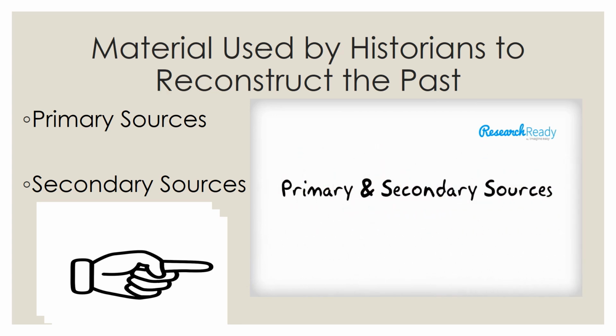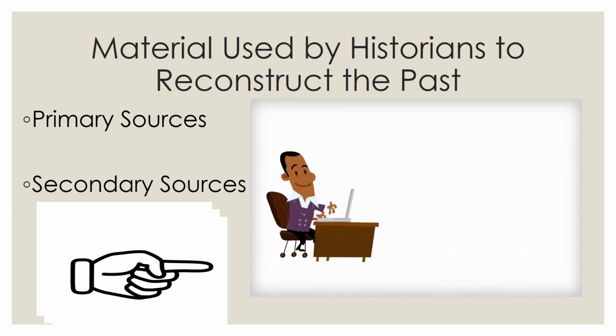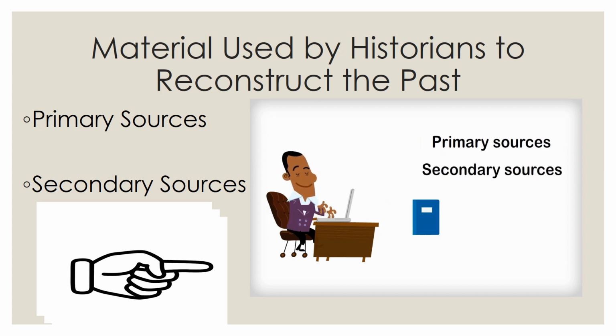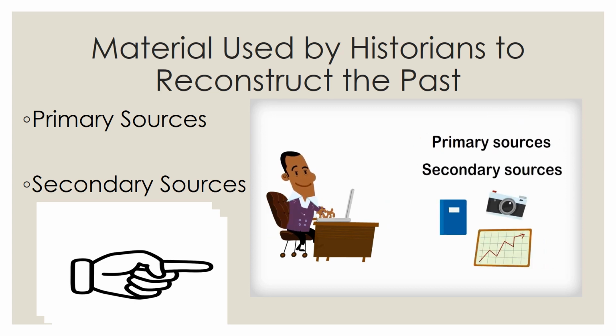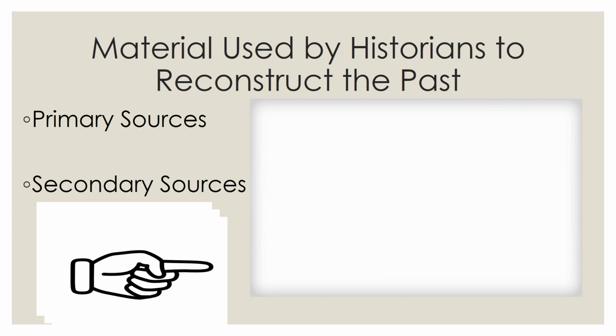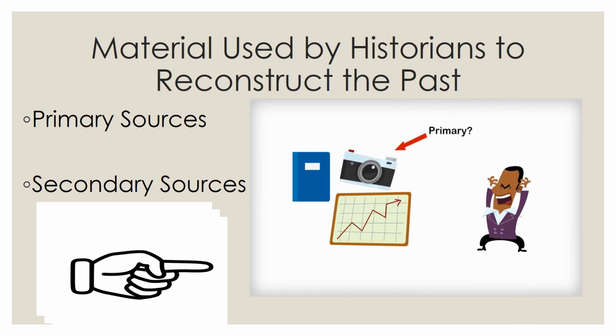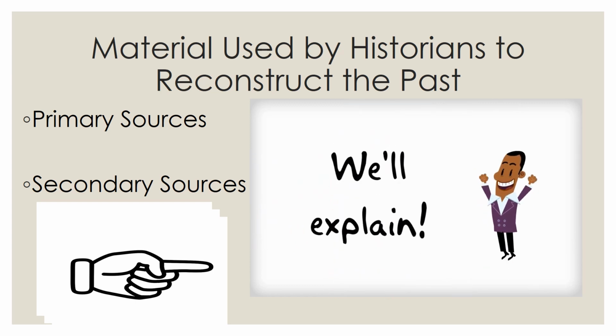Guys, let us take a closer look at the material used by historians to reconstruct the past. Remember, they are divided into primary and secondary sources. Look and listen closely to get a better understanding of the differences between the two types. But don't worry, because we'll explain the differences here so that you can decide which are best to use in your assignment.